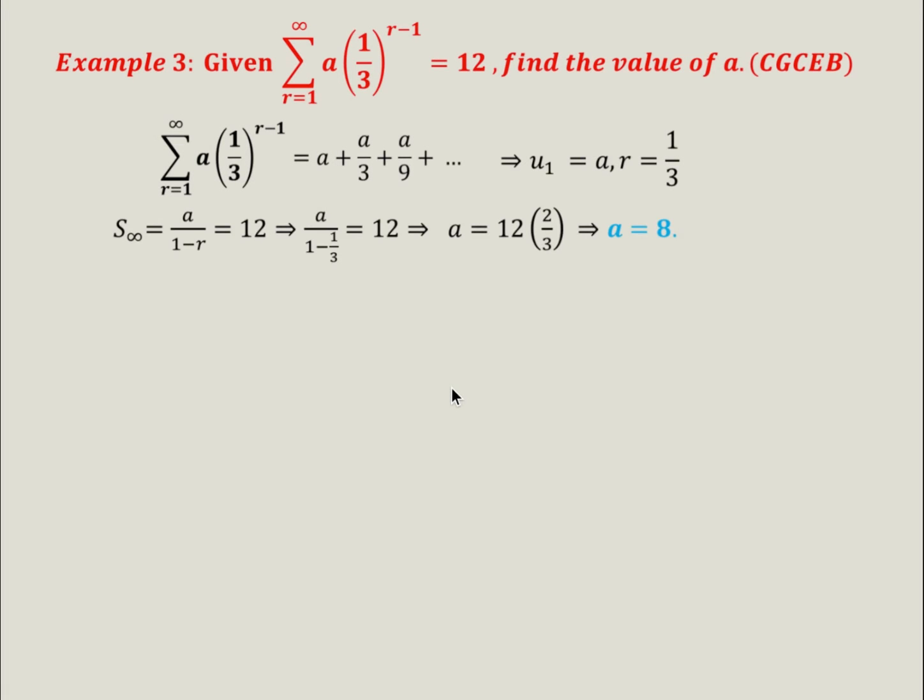We then proceed to use the formula for the sum to infinity of a geometric series, which is a all over 1 minus r, and that sum being 12, we then equate it to 12 to have a all over 1 minus the common ratio 1/3 equals 12. Upon cross multiplying, we have a to be 12 into 2 over 3, which gives a as 8.